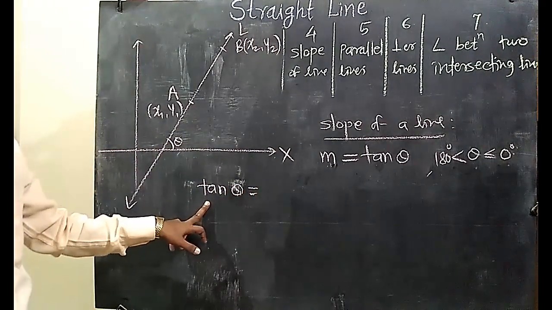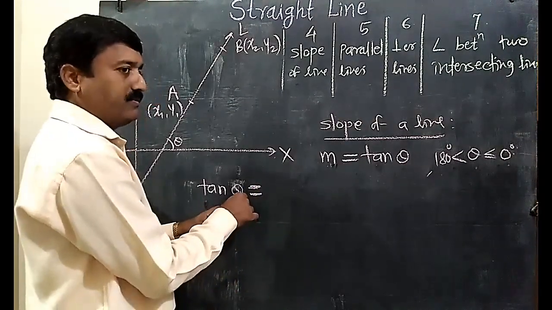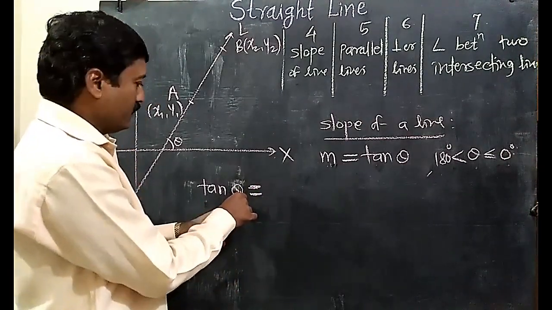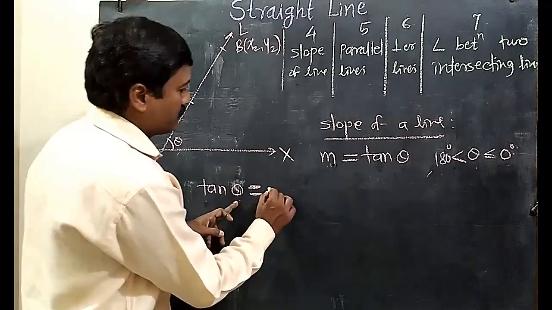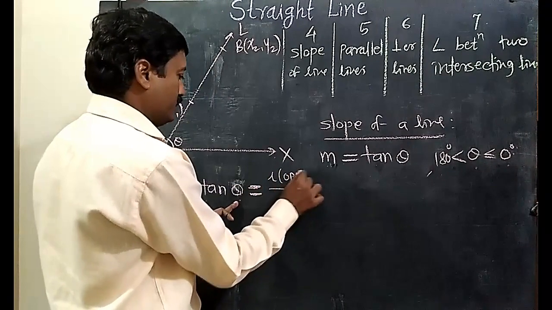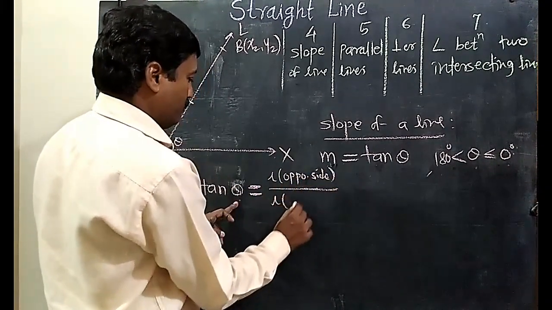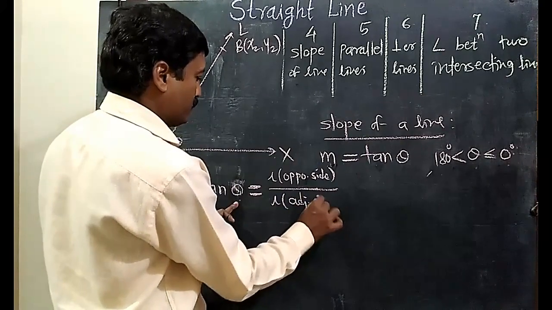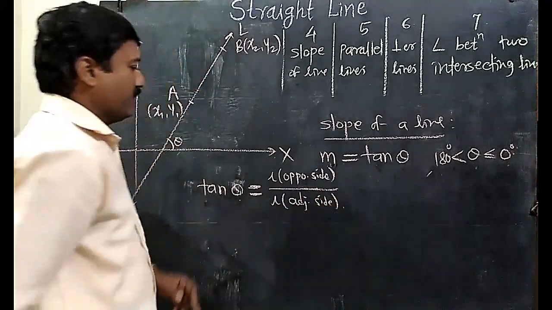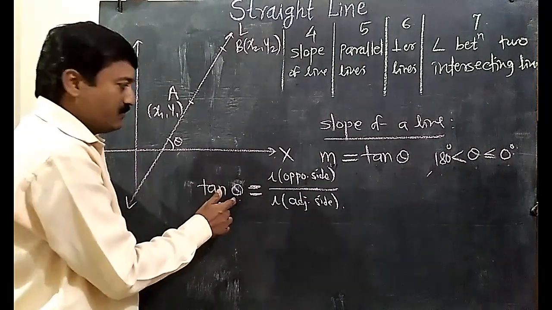We know the formula for tan theta in trigonometry: if theta is an acute angle of a right angle triangle, then tan theta is nothing but the length of the opposite side upon the length of the adjacent side. Let us form a triangle here so that theta is one of its acute angles.